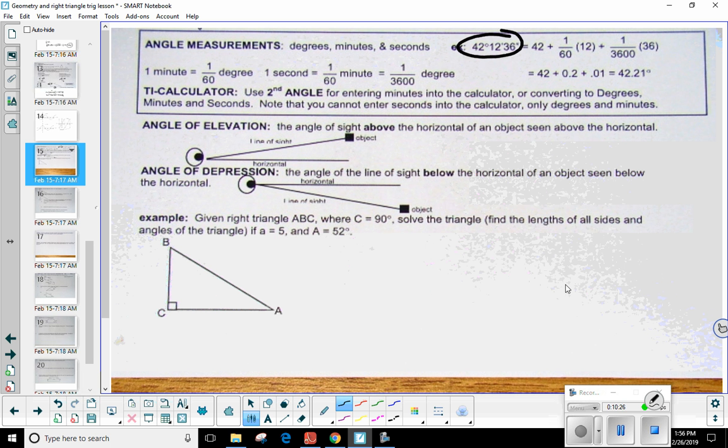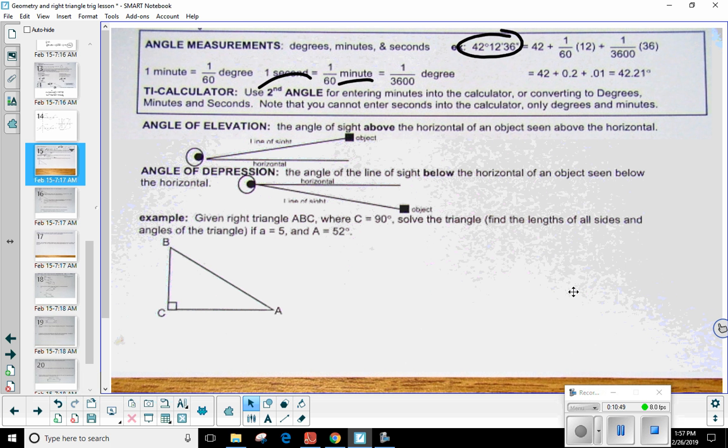Okay, so the 1 tick mark means what? Minutes. The 2 tick marks should be seconds. Oh, I'm sorry, I was looking at the wrong one. Seconds. So it's degrees, minutes, seconds. So if I wanted to know specifically just what degree measure that was, this is what I would do. I'm going to go to my calculator.